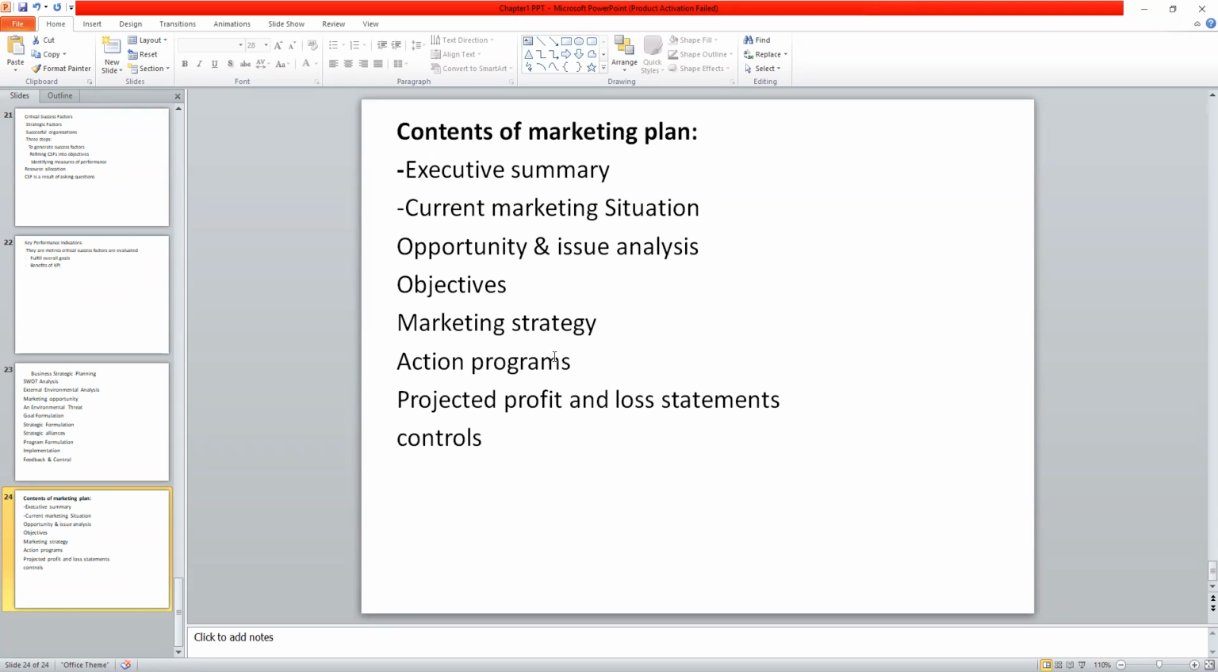And based upon this strategy of the company, the action programs are chalked out. These plans are the broad programs which are defined to achieve the business objectives in totality. So then the strategy formulation comes into picture.